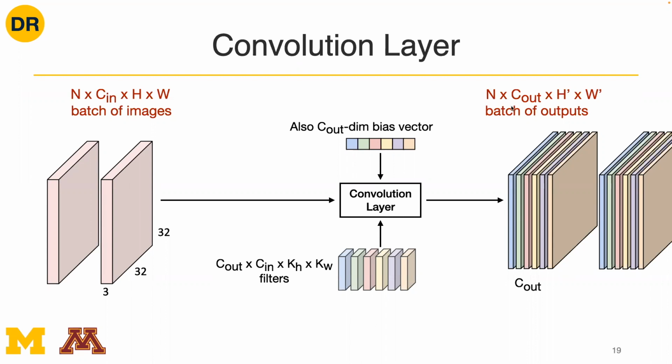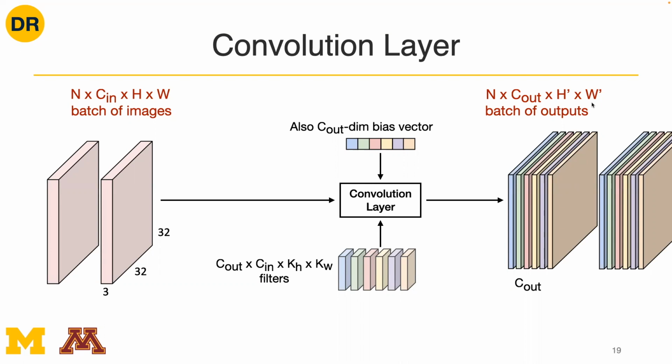And then correspondingly, what we will expect to see as output in terms of the size is the same number of examples in our batch, so n. But now we're going to have potentially a transformed number of channels based on the number of filters that we have in our filter bank, so C out.